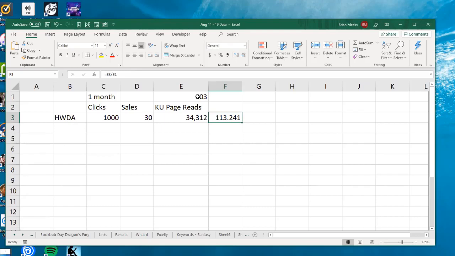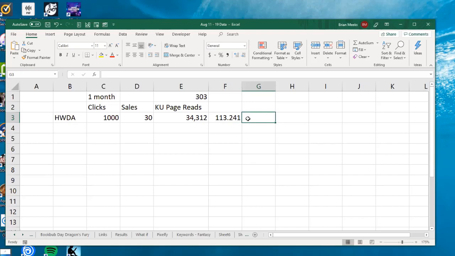So if 113 people had downloaded this book, well, there wouldn't be 34,312. There would be less because it slightly goes over that. Now, that being said, it is likely there are more than 114 people.